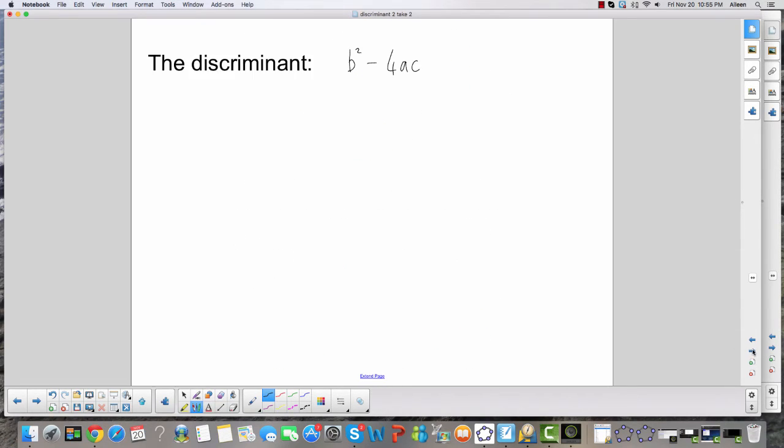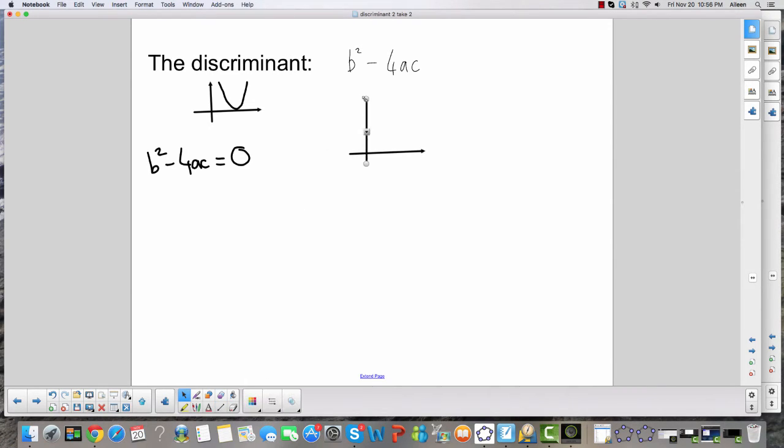So let's summarize that. We found that there are 3 different values for b squared minus 4ac. On one graph we got our parabola that sat right on the x-axis, and that was when b squared minus 4ac was exactly 0. On another graph we got that b squared minus 4ac is cutting in 2 places.